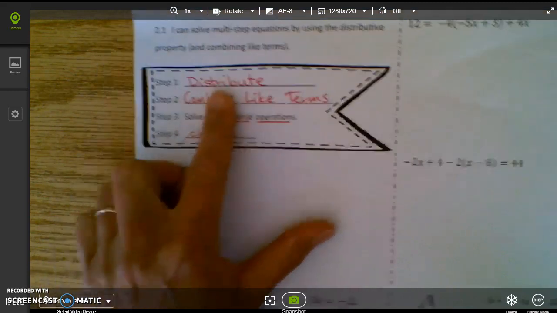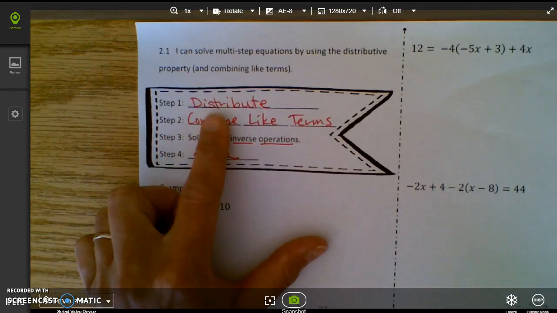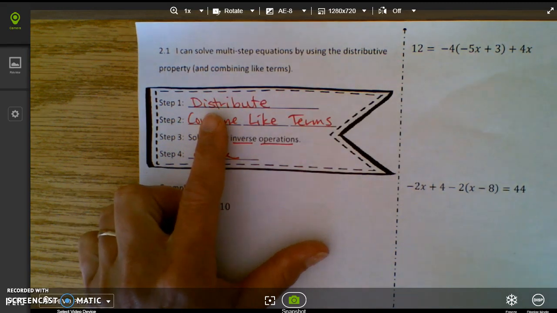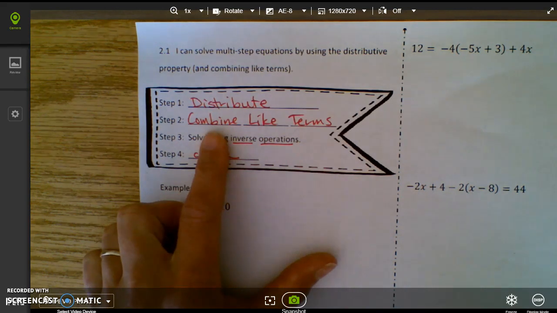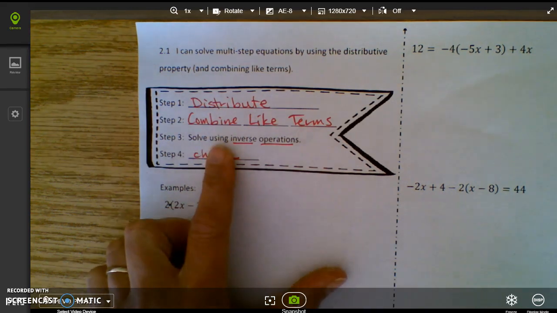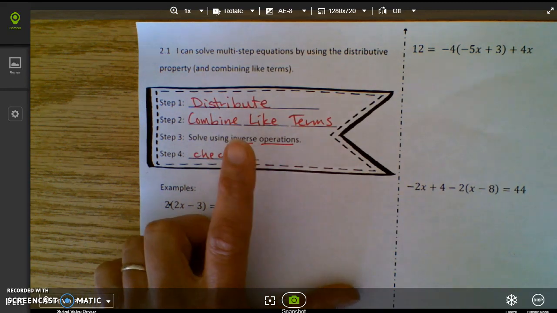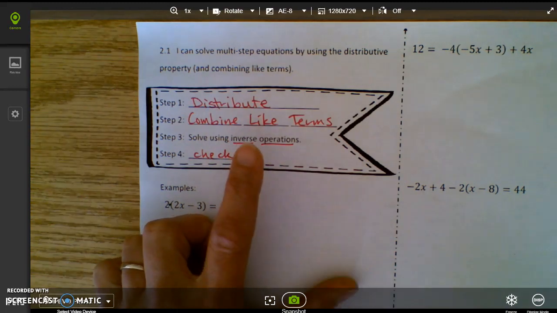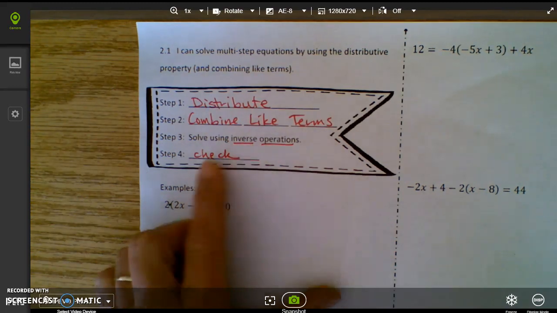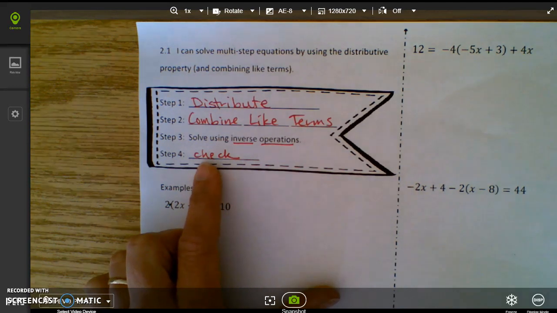So, for the first part of your notes, you're going to fill in step 1. If there are parentheses in the equation, you will always distribute. And then you are going to look to see if there are any like terms that you can combine. And then you are going to solve using inverse operations. Remember, we sometimes call these opposite operations. Adding is the opposite of subtracting. Multiplying is the opposite of dividing. And then we check. Make sure our solutions are correct.